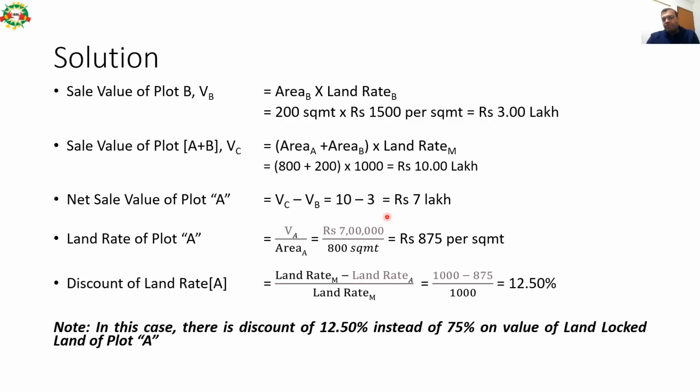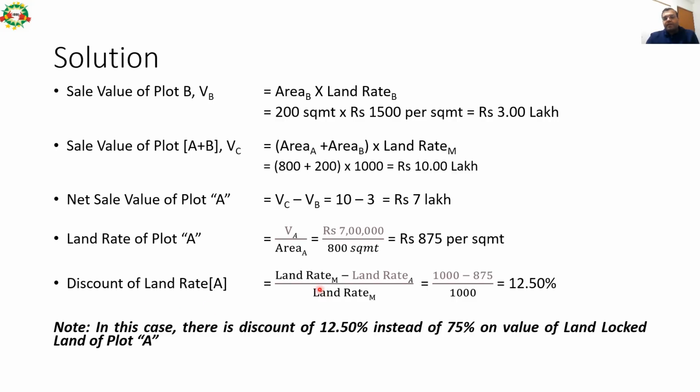So this will be the value of plot A if the owner purchases the land of plot B. That means the land rate for plot A will be equal to the value of plot A divided by the area of plot A. The value of plot A is 7 lakh rupees. The area of plot A is given in the question, which is 800 square meter. So 875 rupees per square meter would be the land rate for plot A if the owner of A purchases the land of plot B.